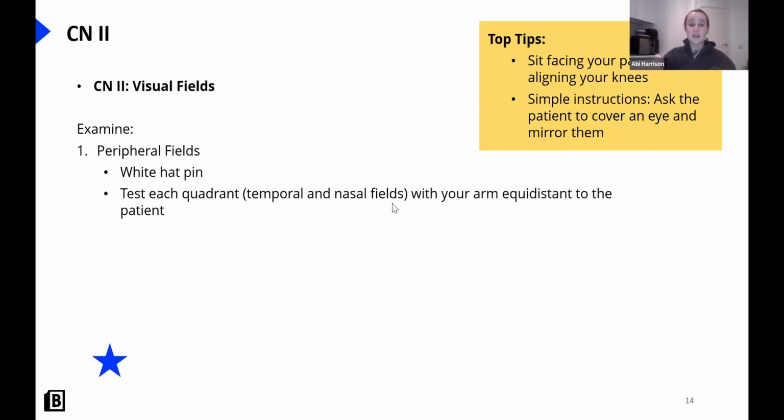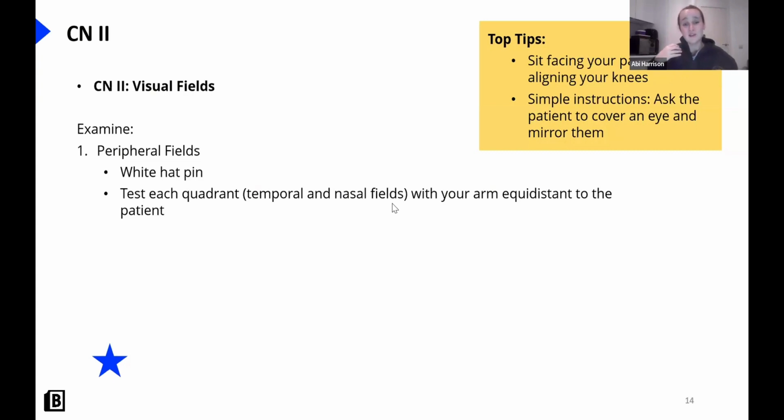So you start using ideally a white hat pin, but if they don't have that in your exam, you can just use your fingers and you can make quotation marks. And you come from the corner of each visual field, and you're testing where the patient can see your white hat pin or your fingers, and you're comparing that to you. So my top tip is, firstly, ask the patient to cover an eye. This is how you keep it more simple. So don't ask them to cover a specific eye. Ask them to cover an eye and mirror them. So if they cover their left eye, you're going to cover the one that's opposite them. So that'll be your right eye.